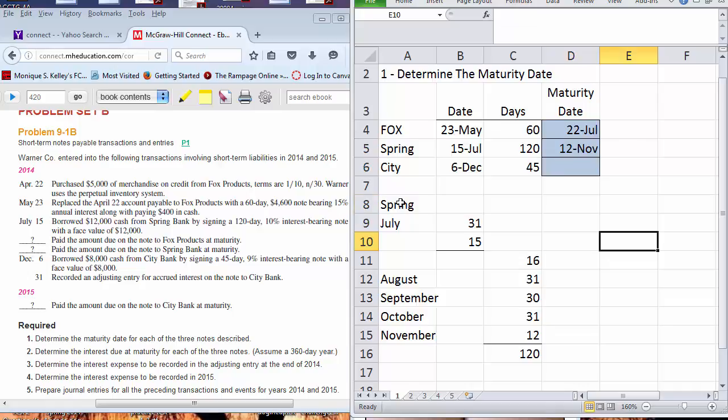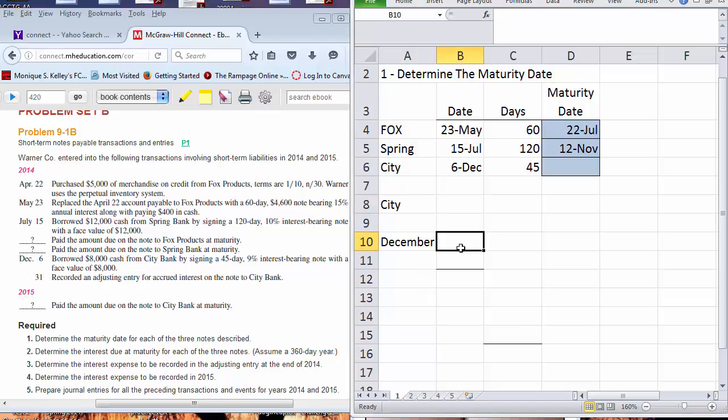And the last one, Citibank. Let me go ahead and erase this stuff. So for December, we have 31 days, and we're going to subtract the date, December 6th. How many days did we use up in December? Well, 31 minus 6 gives me 25 days, and I need to account for 45 days, so that's how many more days? 20 more days, and that would mean that January 20th would be my date of maturity.